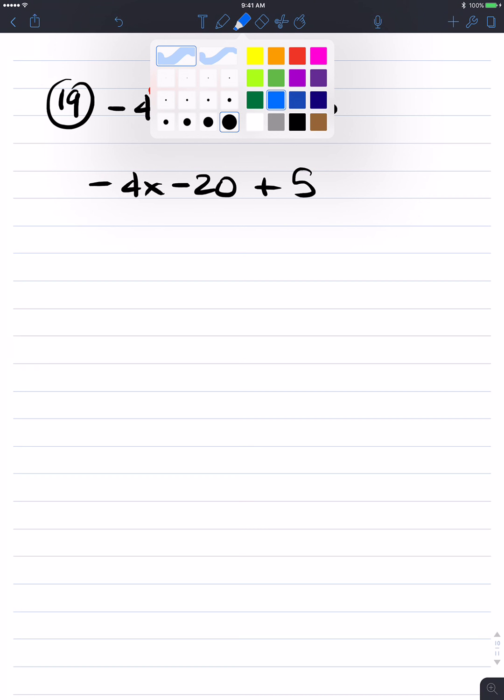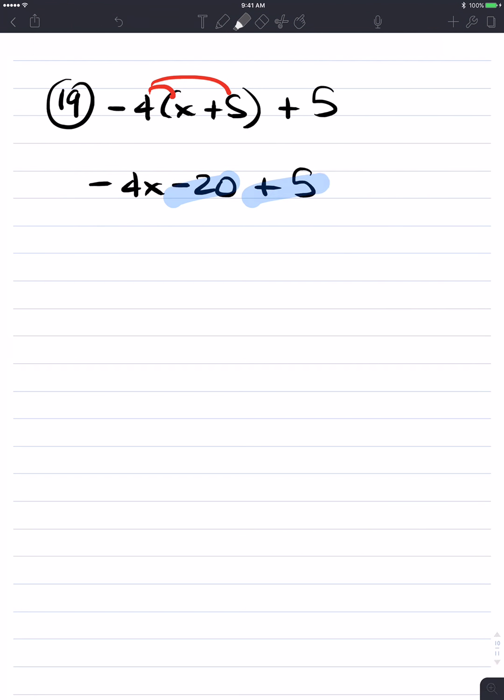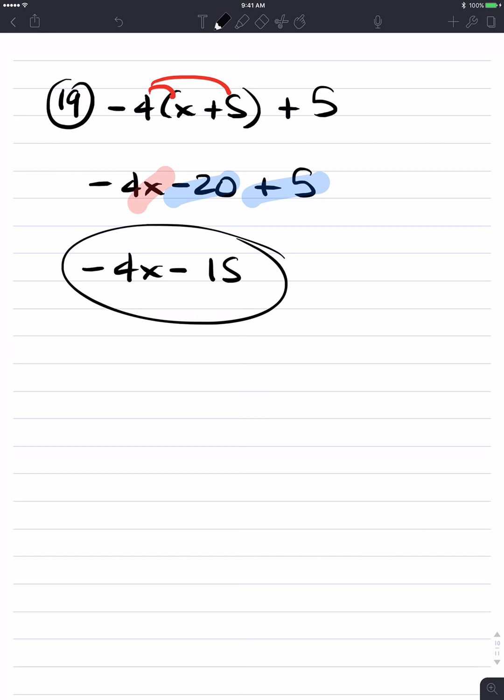And identify the terms that are like. It's only negative 20 plus our 5. We can combine those. This x is of different type. We can't combine it. So we end up with negative 4x, negative 20 plus 5 is negative 15. We are done.